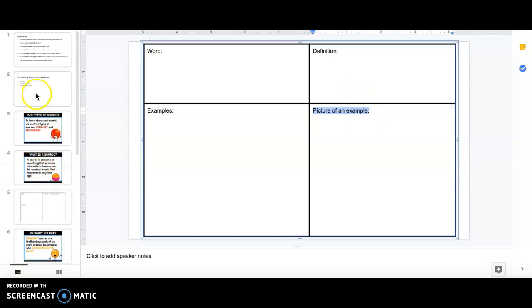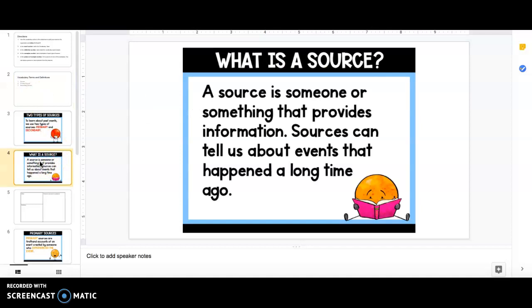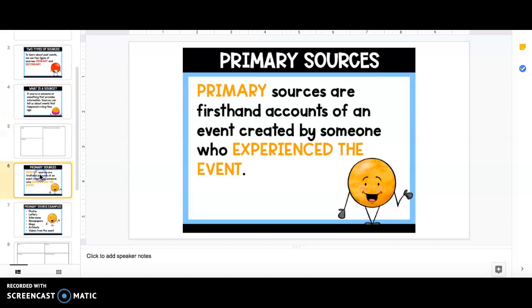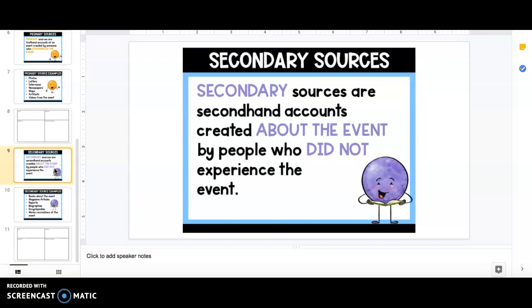Your vocabulary terms today are here. Your vocabulary terms are source, primary source, and secondary source. On slide 4 is where you will find the definition for source. On slide 6 is where you find the definition for primary source. And on slide 9 is where you find the definition for secondary source.